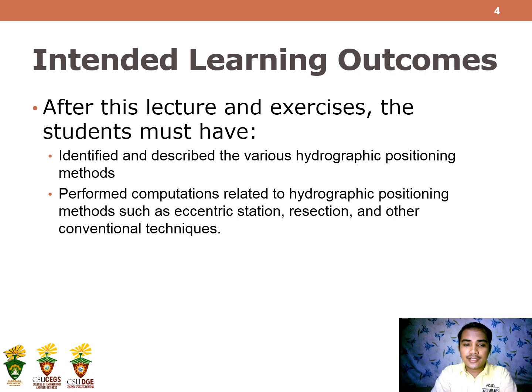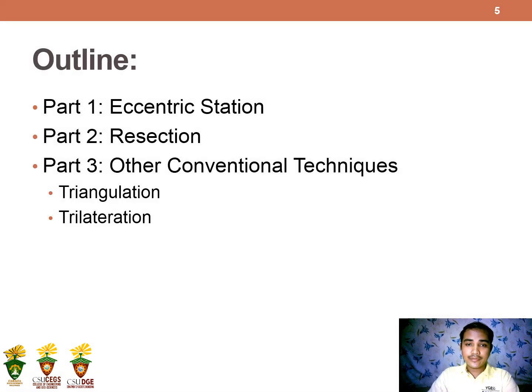For the intended learning outcomes, after this lecture and exercises, you, the students, must have first identified and described the various hydrographic positioning methods. Second is to perform computations related to hydrographic positioning methods such as eccentric station, resection, and other conventional techniques. For the outline of the presentation of this topic, we have three parts. Part 1 will be about eccentric station, part 2 will be resection, and part 3 is the other conventional techniques that involve triangulation and trilateration.